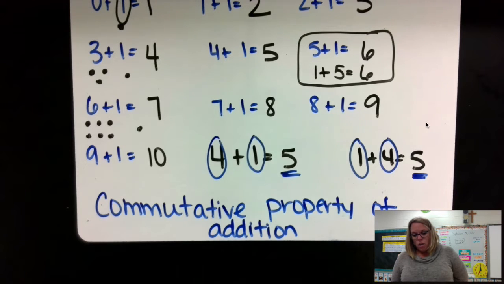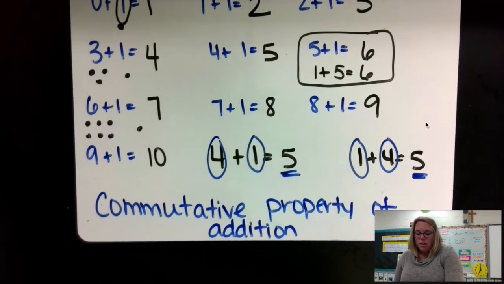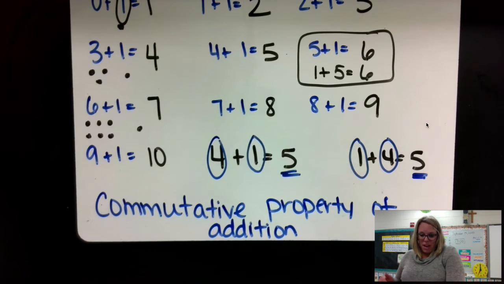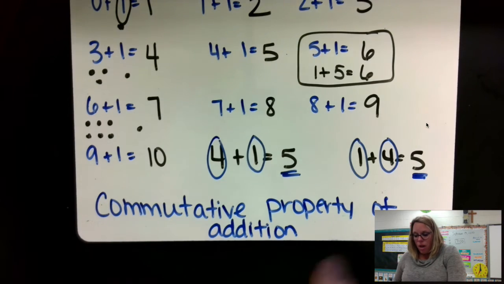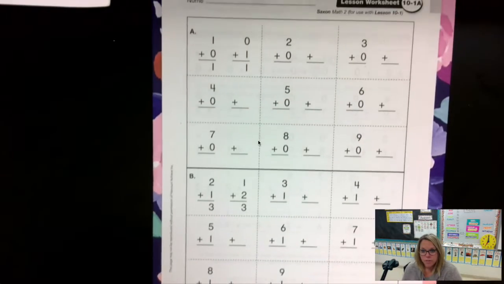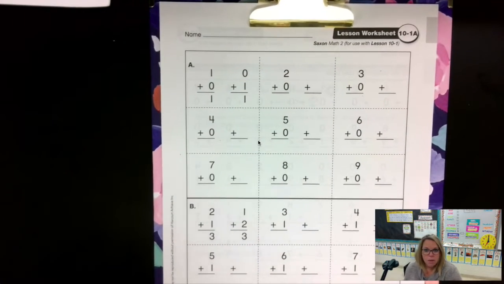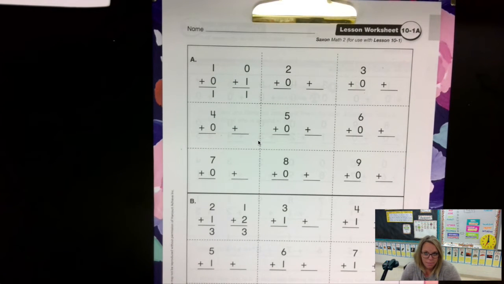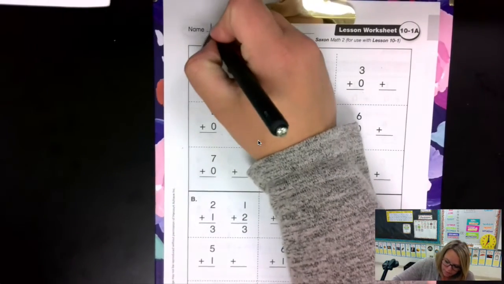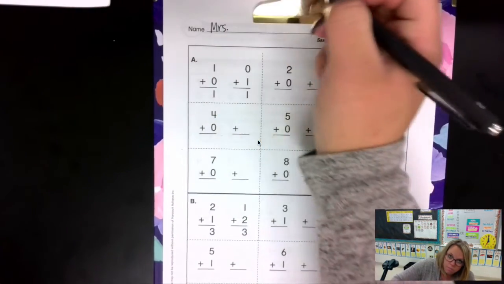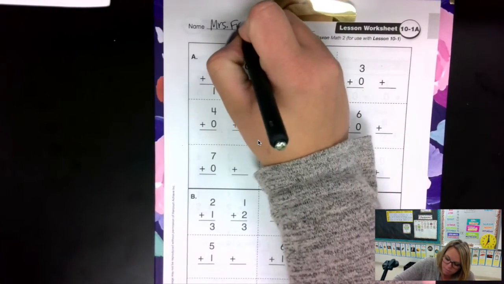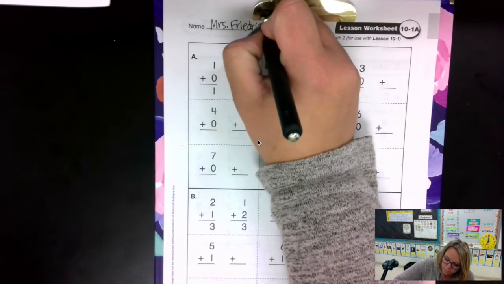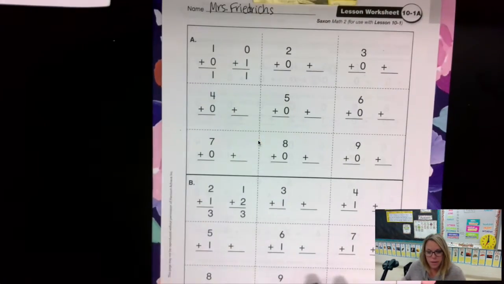Now, first grade, you need to get out your lesson worksheet 10-1, and it says A and B on it. Go ahead and grab that out and meet me right back here. All right, first grade, this is the worksheet I was talking about, lesson worksheet 10-1A. The B is on the back side. So the first thing we need to do, obviously, is make sure that our name is on our paper. And then we'll be ready to get started.